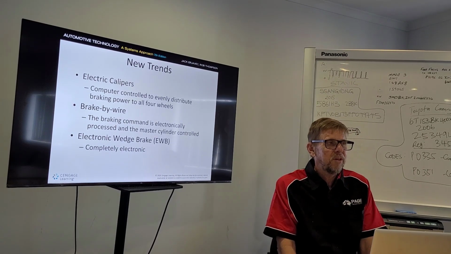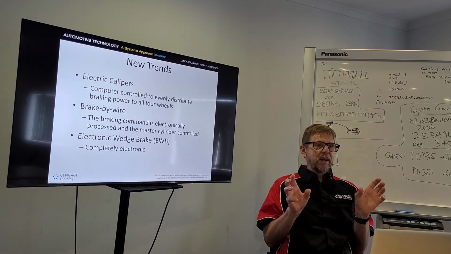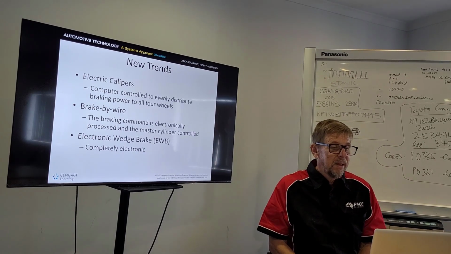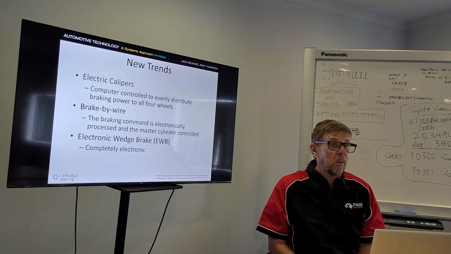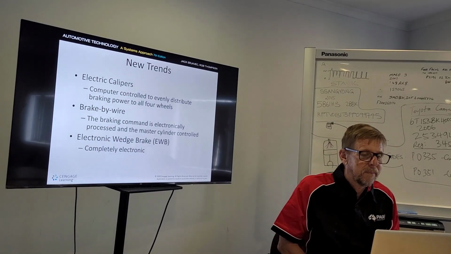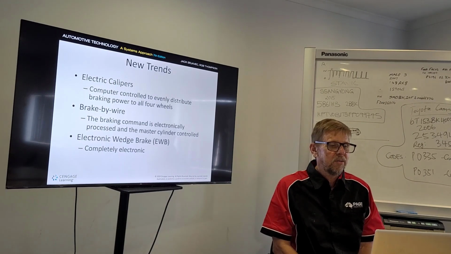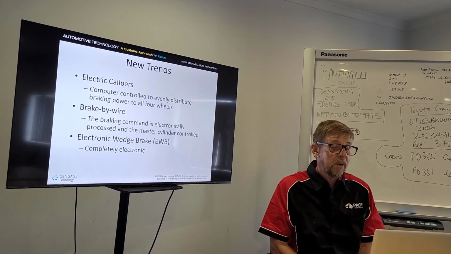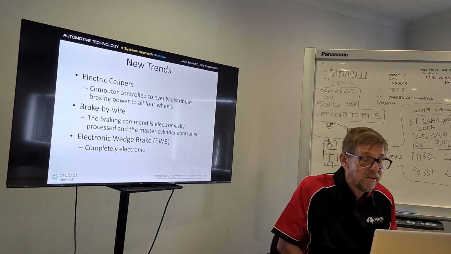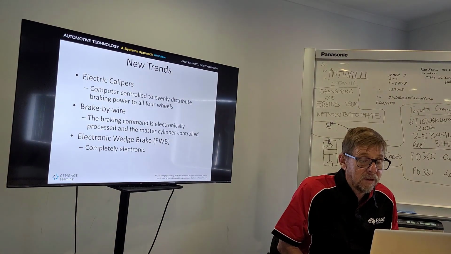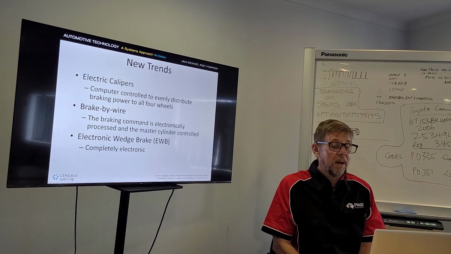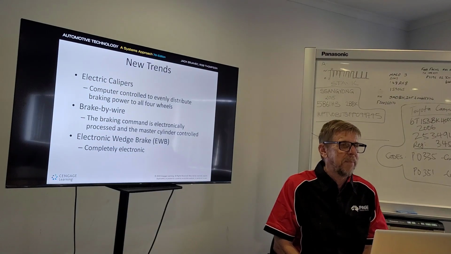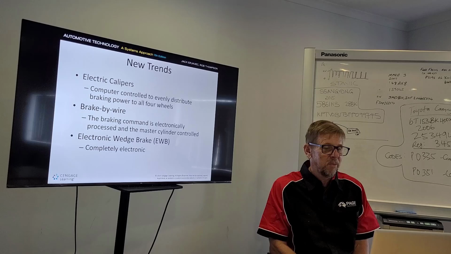So it would make more sense, wouldn't it, if we had electric calipers, to have better control over everything. And brake by wire. Brake by wire means that there's no hydraulics, which is virtually what electric brakes are. So brake by wire, commanding an electronically processed master cylinder control. There'd be a brake pedal, I guess, but no link between the brake pedal like we have with hydraulic master cylinders and whatnot.